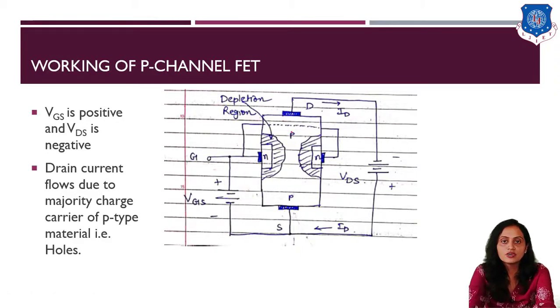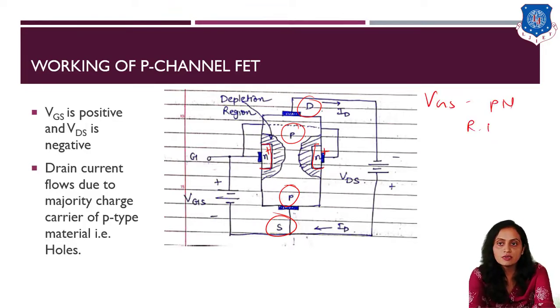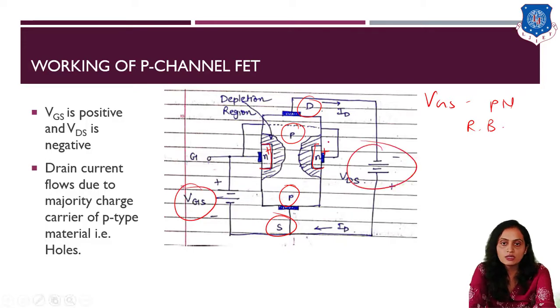Now we will see the working of p-channel JFET. This is the p-channel JFET, which is fabricated on a p-type substrate, and in this two regions are created, which are of n plus. N plus is said because the doping concentration is large. This is the gate terminal, this is the drain, and this is the source terminal. We are applying VGS always such that this PN junction becomes reverse biased. So the gate to source voltage is positive over here and the drain to source voltage is negative over here.